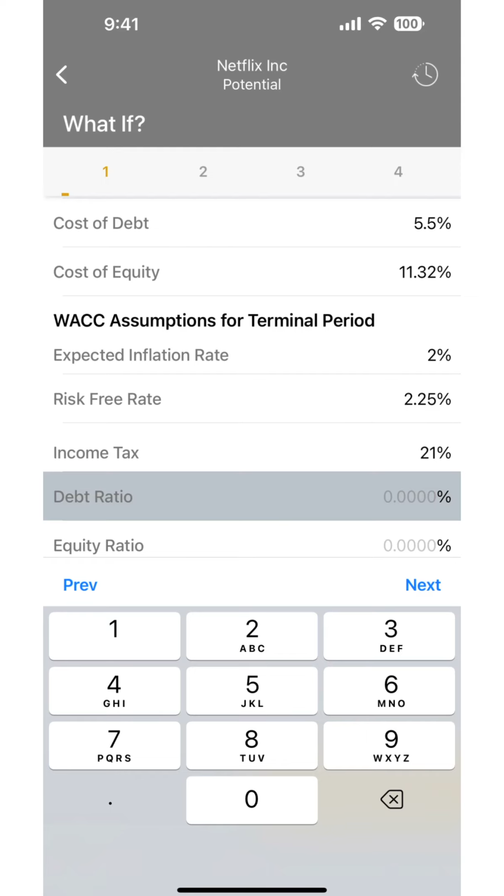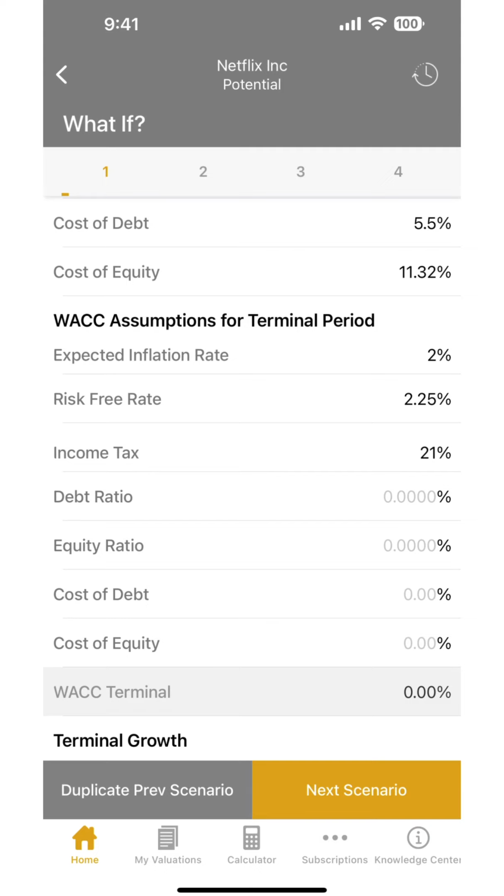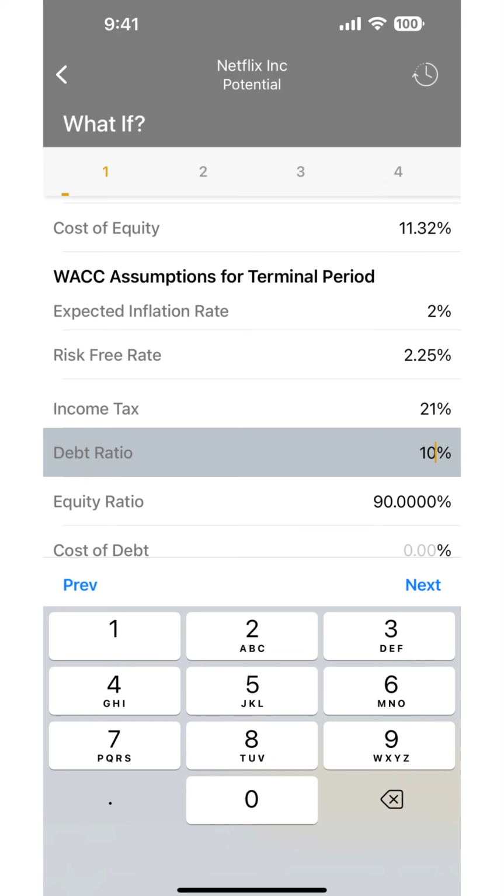Terminal period debt-equity ratio. The history of the capital structure gives the breakup of debt and equity. Debt is at book value. Equity is taken at the market value based on the last traded closing price. The app uses market value of equity to compute the debt-equity ratio. The history displays the following: computation of debt-equity ratio based on current market capitalization, and debt-equity ratio entered by the user during the forecast period. Enter the debt-equity ratio to be assumed during the terminal period in the terminal period screen. The debt-equity ratio for Netflix is assumed as debt at 10% and equity at 90%.